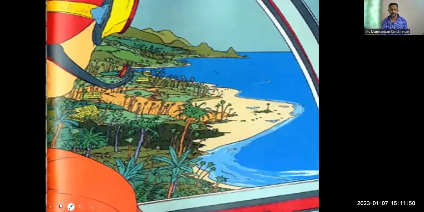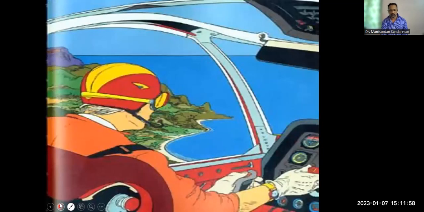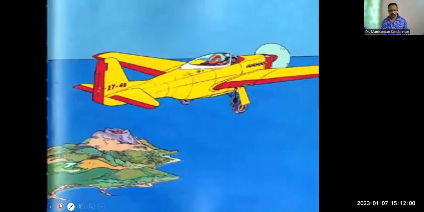This is an island, and that island is being gazed at and witnessed by a pilot. Pilot of what? Pilot of a local airplane. Let's go back, and the flashback is a very interesting one.